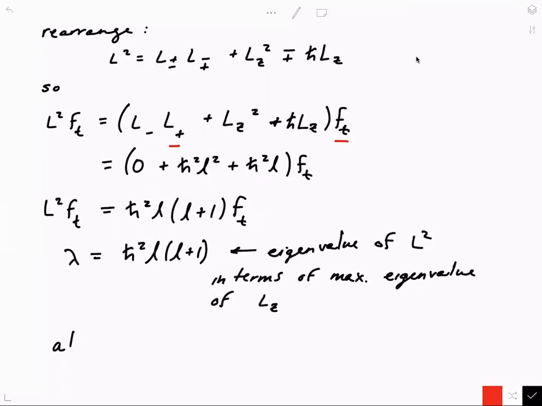I'm going to say there's also a bottom rung. And the bottom rung will use the function f for bottom, where we apply our lowering operator to that bottom rung, and we get a 0. So we'll pick up there with the next one.